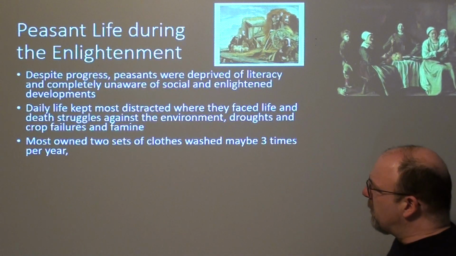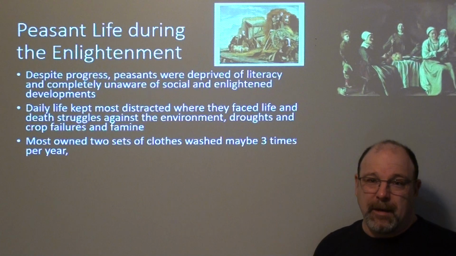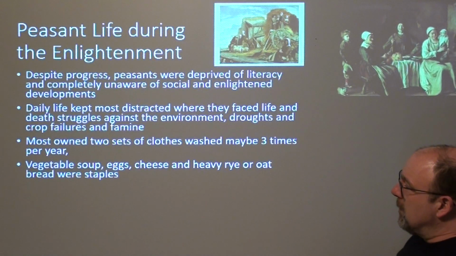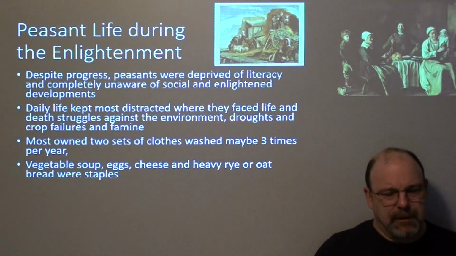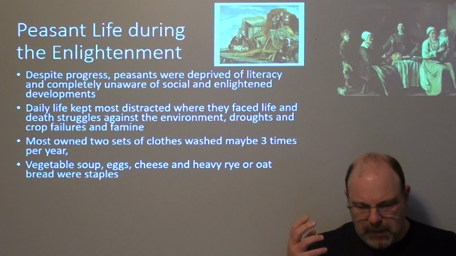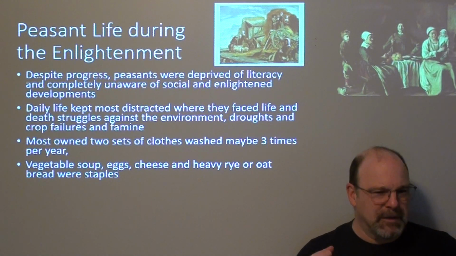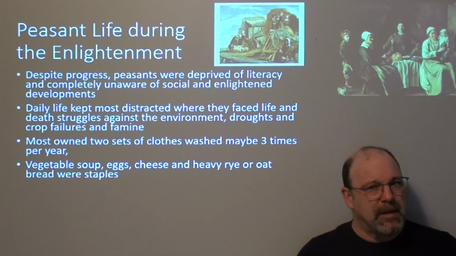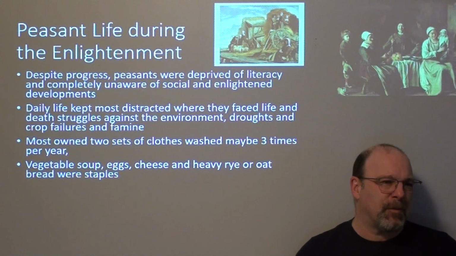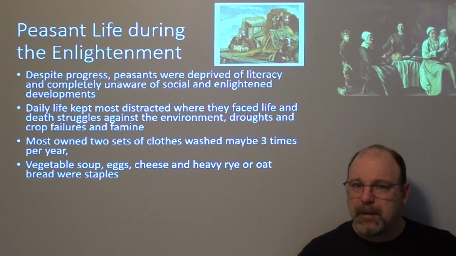Most of them owned two sets of clothes, washed maybe three times per year. Okay, I can only imagine. Vegetable soup, eggs, cheese, and heavy rye or oat bread were staples. So their diet, when the seasons were working properly, that is when it rained appropriately, when there was enough sunshine, when things grew and their animals on their farms were healthy, was very hearty and for the most part a healthy, balanced diet.